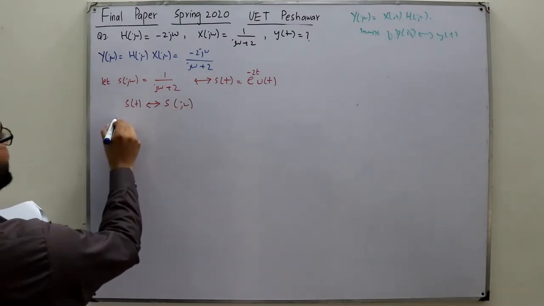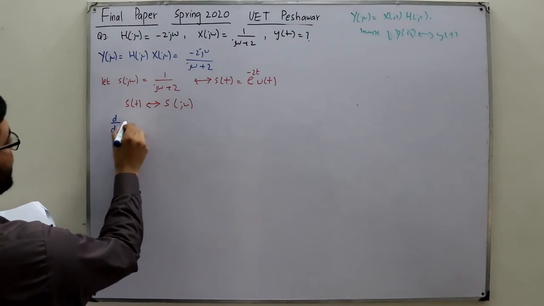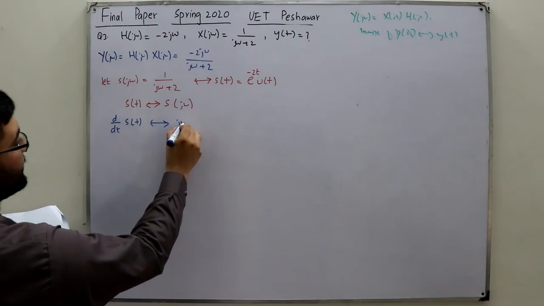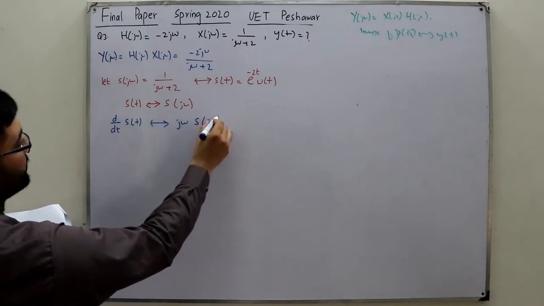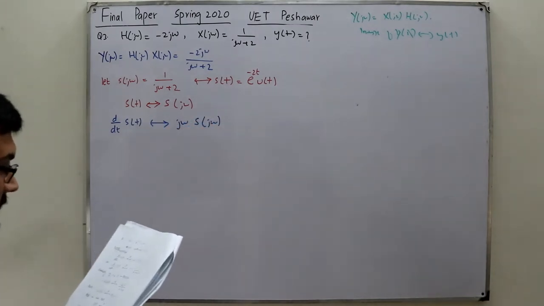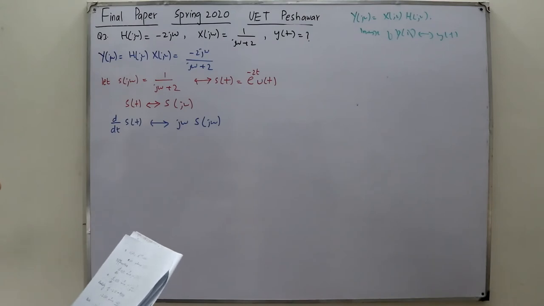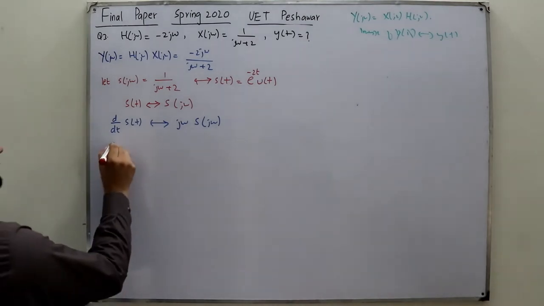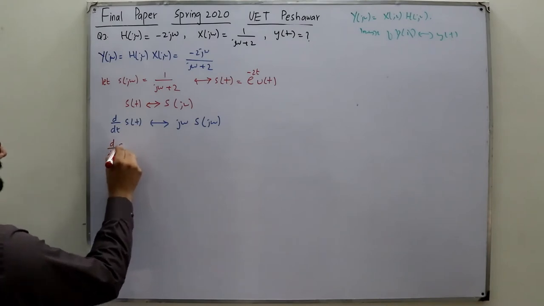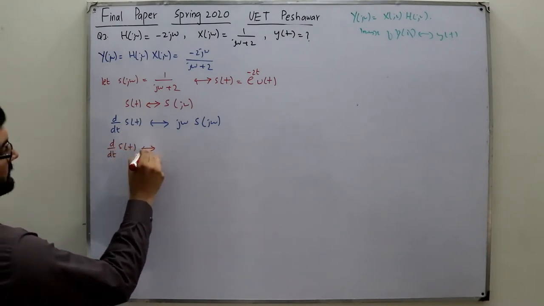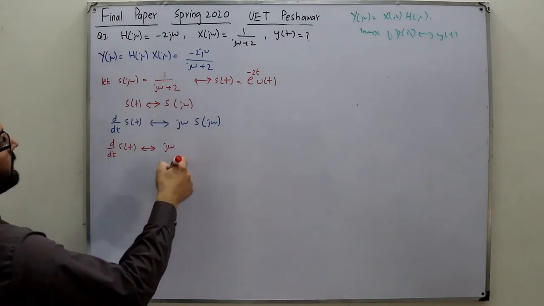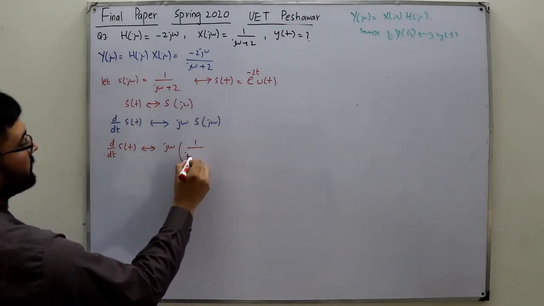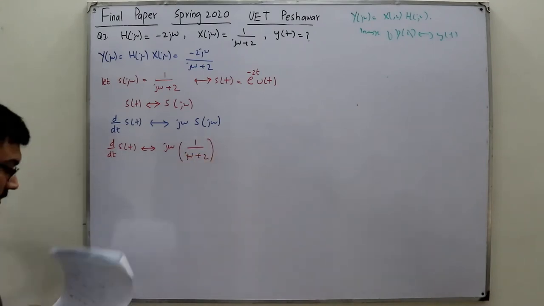Now if I differentiate it, if I have the derivative of s of t, what would be the case? Now we would have a j omega to be multiplied with the original Fourier transform. Right? Yes. So I could say that if we have a derivative of s of t, this would be j omega times s of j omega, which is already known, 1 over j omega plus 2. Won't it be like this?